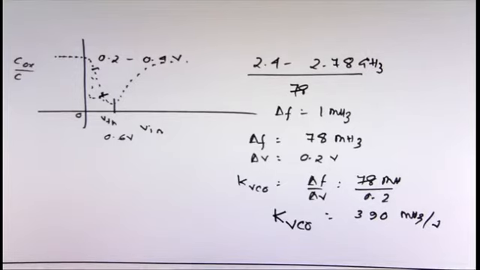KVCO gain, what does it mean physically? If there is a small change in voltage, that reflects into a change in frequency. So if there is a small variation in your biasing voltage, or a small variation in, say, temperature, then that small delta V will account for that times 390. So that much frequency variation you will have. So a high value of KVCO is not a desirable design. Make it within say 100, 70, 40, or 20 megahertz per volt.